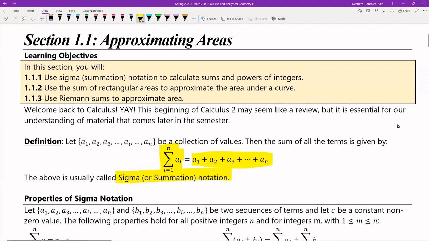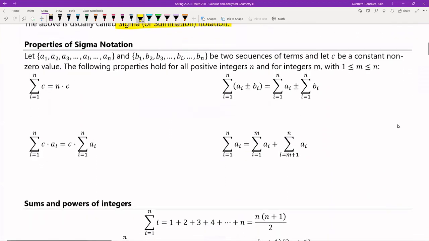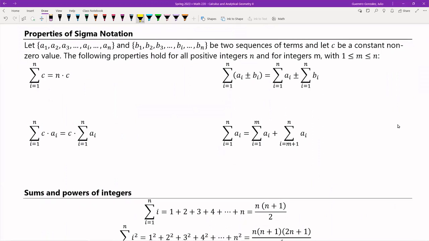One thing I want to get into is that we will develop this a lot over the course of this semester, but I'm going to introduce just a couple of properties for now. Let's start with the first one. Suppose that I just have a value c. It could be a random value, 5 or 20. And suppose I just want to add it n times. This is going to be 20 plus 20 plus 20 plus 20, just n times. That's equivalent to n times whatever that value is.